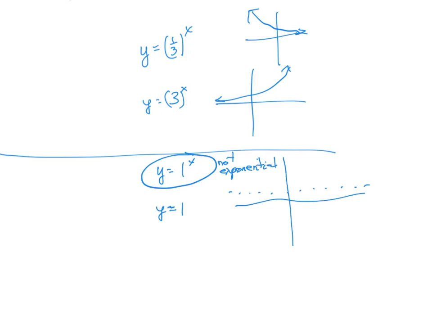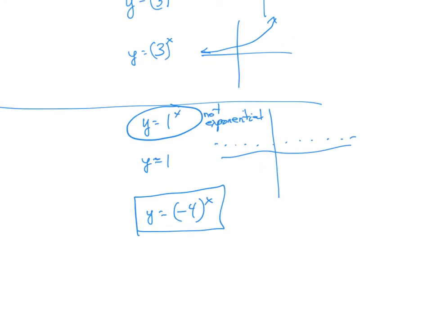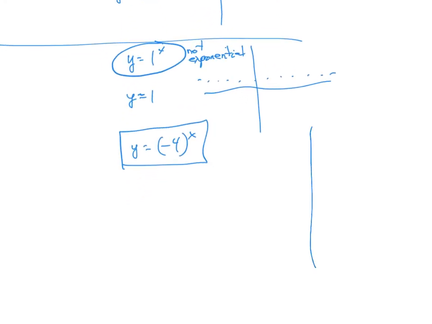Okay. Also, what if you have a negative number in there, like negative 4 to the power of x? This thing acts so crazy, and it's not something that we study in high school. I have no problem if you have the natural numbers, like negative 4 to the 0 is 1, right? y equals negative 4 to the power of x. Negative 4 to the 1 is negative 4. Negative 4 squared is positive 16. Now this starts going up and down.